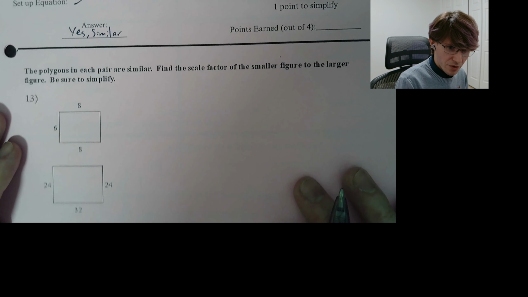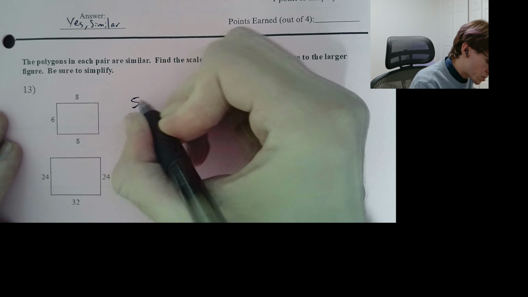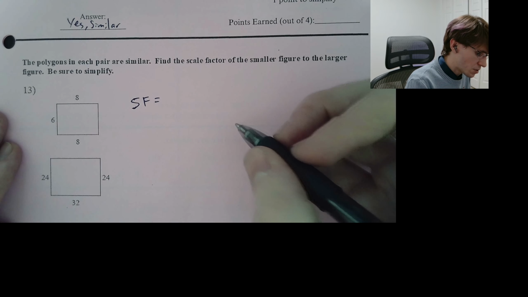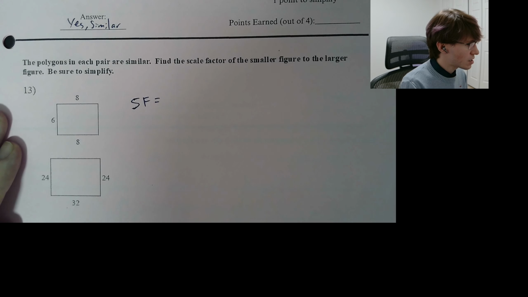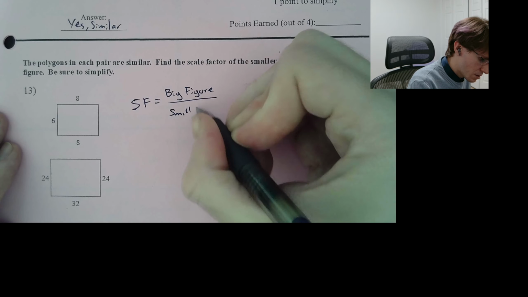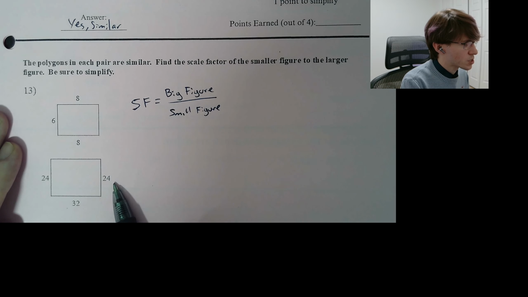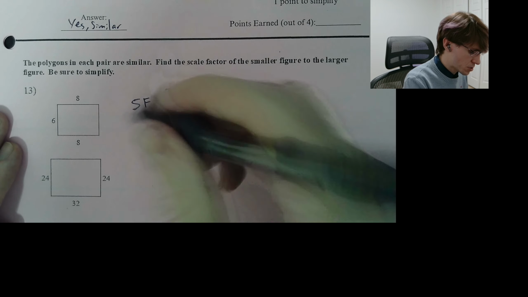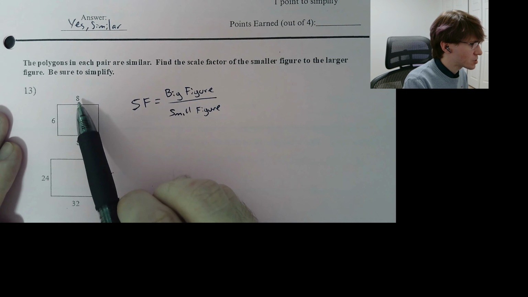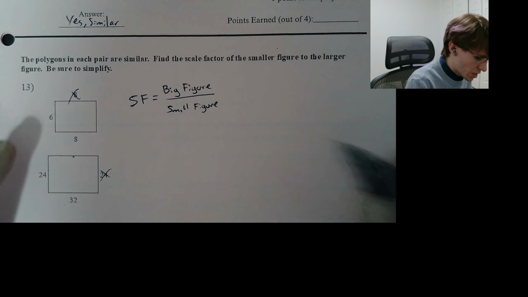Be sure to simplify. So anytime you're doing one of these problems, your scale factor is always going to be equal to pick a side of the figure, and it's going to be the big figure, same side, divided by the small figure, same side. So I cannot use this 24 because it doesn't have what's called an analogous side over here. Likewise, I can't use that 8 because it doesn't have that analogous corresponding side over here. So I can only use either one of those, and you just pick one. It doesn't matter.